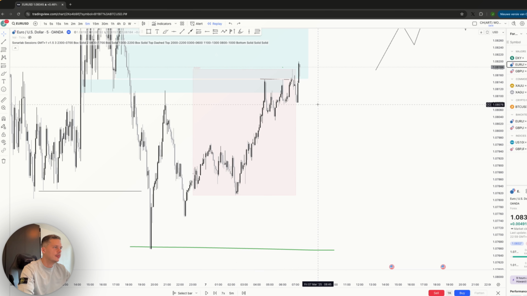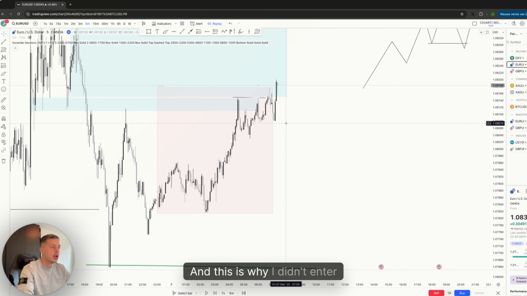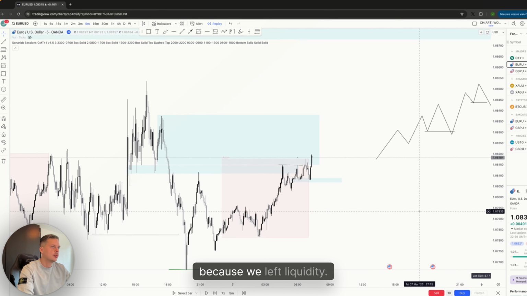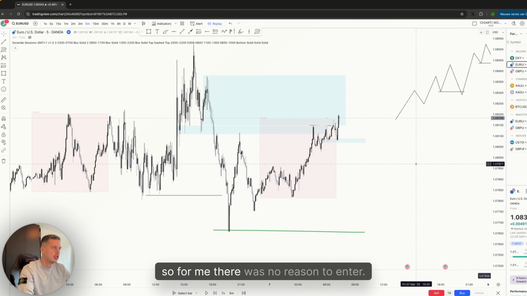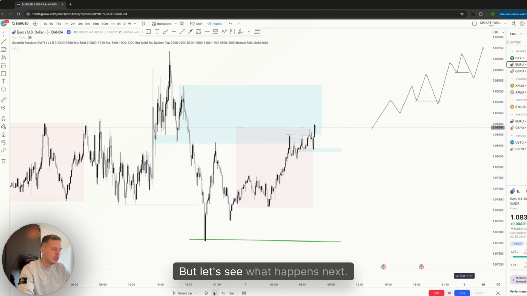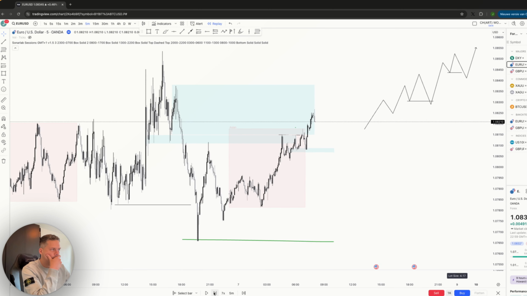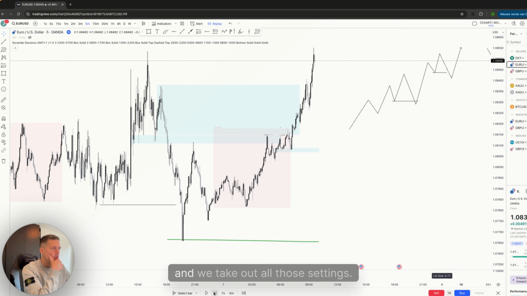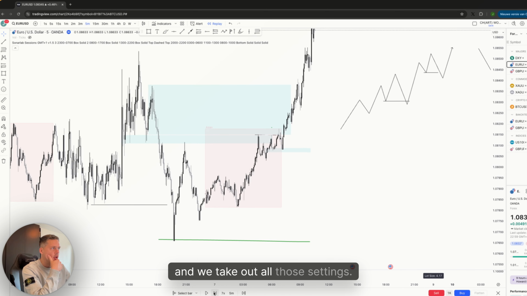Look what has happened over here, and this is why I didn't enter on this trade, because we left liquidity. So for me there was no reason to enter. But let's see what happens next. Price pushes up, up, up, and we take out all those sellers.